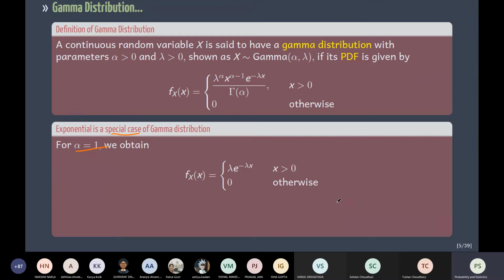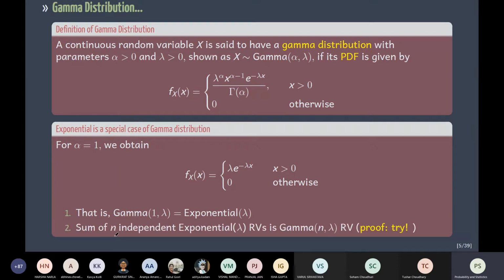We have done the exponential distribution. So gamma of 1 and lambda is exponential of lambda, and one of the results is that the sum of n independent exponential random variables is a gamma random variable. This is something you may try to prove, or maybe you can look it up in some textbook. I'm not going to do this.